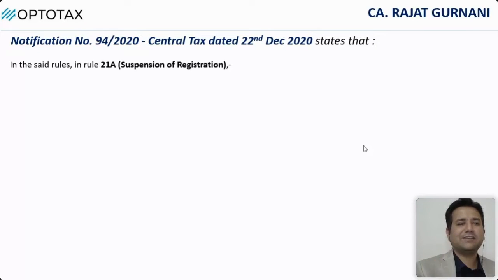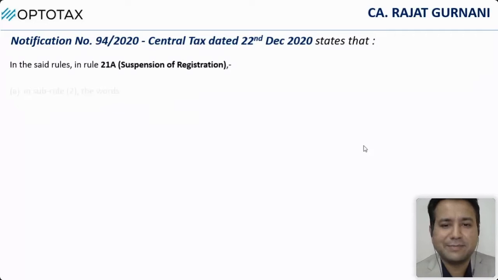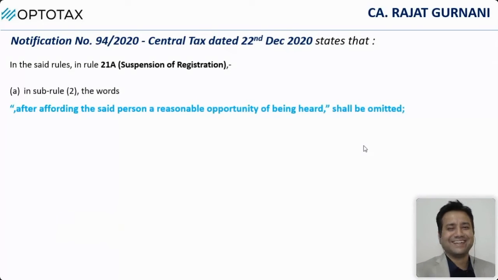What is the amendment which came? A very important amendment. Please note down. You all will smile after reading this line. I am numb. I am totally numb. In sub-rule 2, the words after affording the said person a reasonable opportunity of being heard shall be omitted. Shall be omitted. I hope you know the meaning of omitted. Sir, the reasonable opportunity of being heard has been removed. From where? Sub-rule 2. What is sub-rule 2? I'll go back.